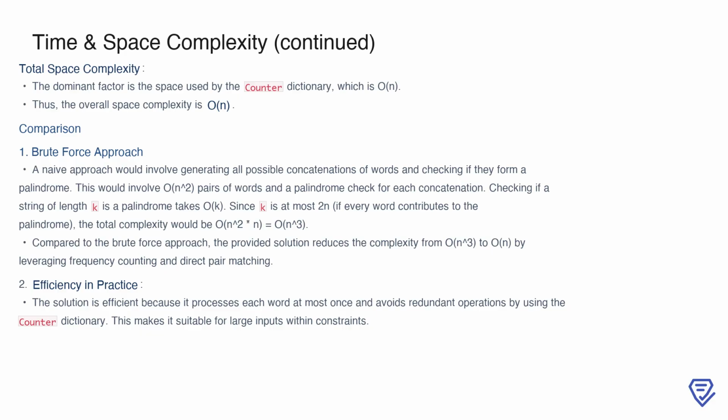To put this into perspective, consider a brute force approach that generates all possible concatenations of words and checks if each forms a palindrome. This would involve O(n²) pairs of words and a palindrome check for each concatenation. Since checking if a string of length k is a palindrome takes O(k), and k could be as large as 2n in the worst case, this results in a total complexity of O(n³). In contrast, the provided solution optimizes the process by using frequency counting and direct pair matching, reducing the complexity from O(n³) to O(n). This makes it significantly more efficient and practical for large inputs.